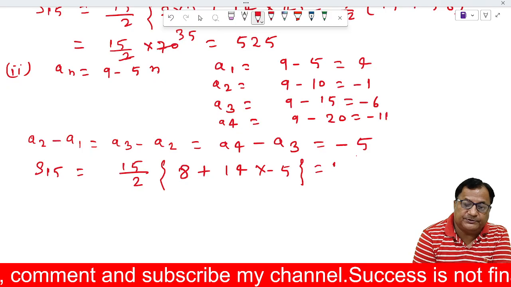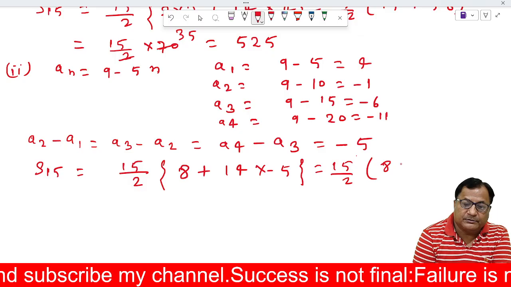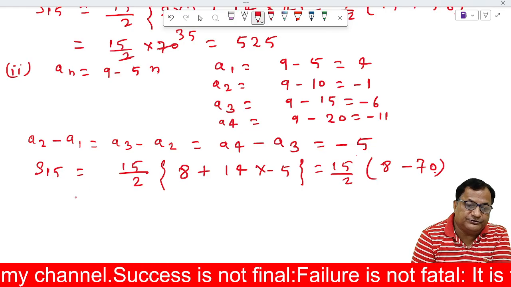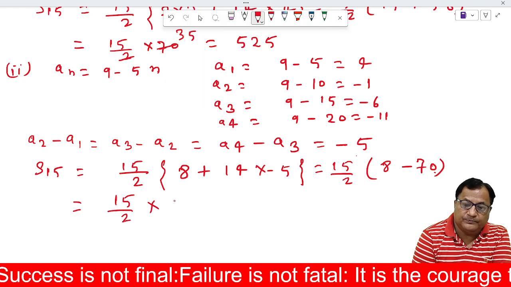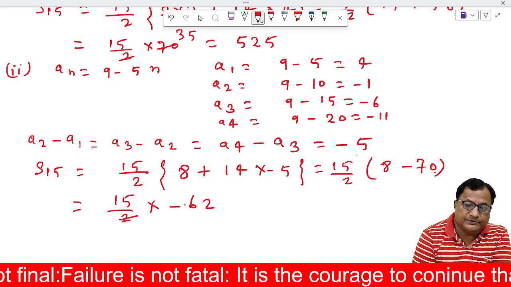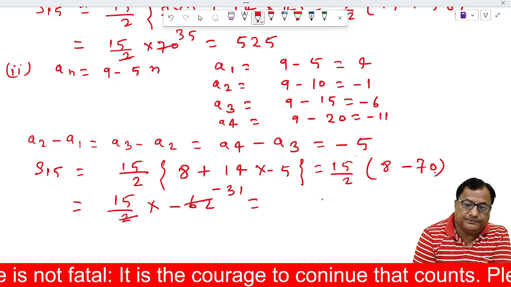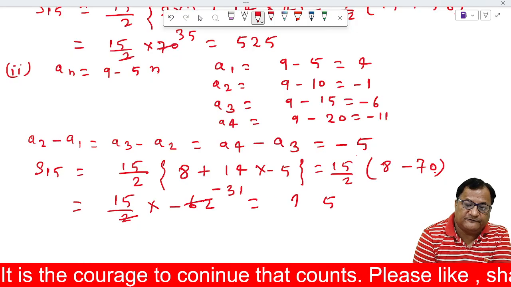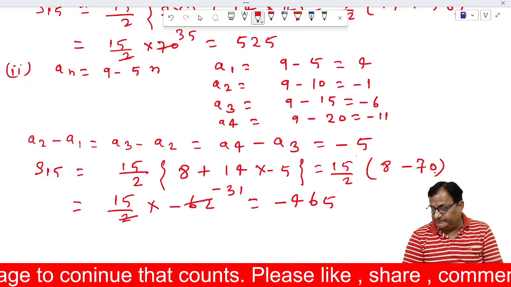It is equal to 15 by 2 into 8 minus 70. This is 15 by 2 into minus 62. This is minus 31. 15 times 31 is 465, so the answer is minus 465.